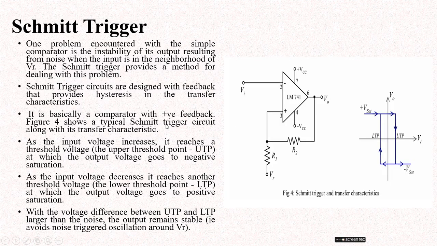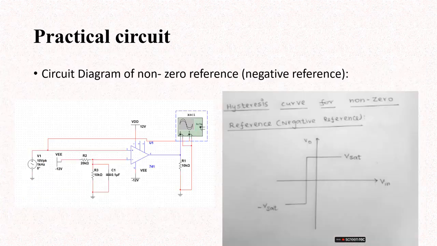Now the difference with the simple comparator is the instability of its output resulting from noise when the input is in the neighborhood of the reference voltage. So the Schmitt trigger provides a method for dealing with this problem. In our syllabus we do not cover the Schmitt trigger, but I was explaining what problems occur in this comparator and how to fix them using the Schmitt trigger. Now I will show the demonstration of the remaining part of the non-zero reference.